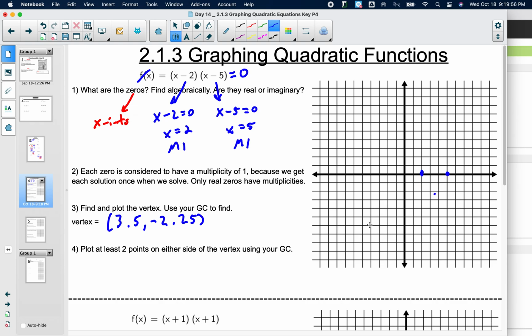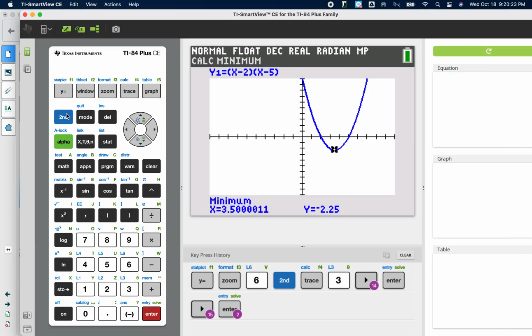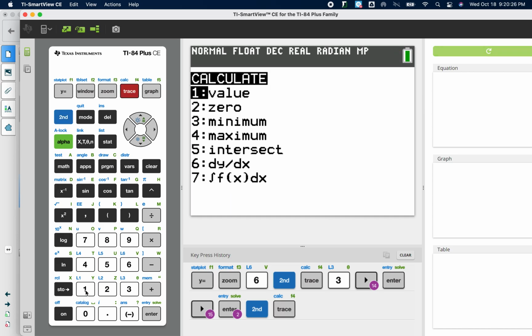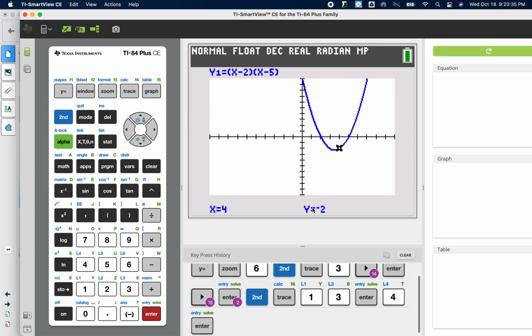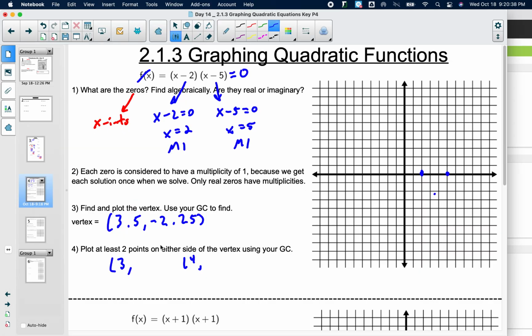So right there. Okay. And now I should plot a couple more additional points to sketch it correctly. So here, plot at least 2 points on either side of the vertex. So I already have 1. I just need to plot one more. So it looks like at 3 I can plot a point, and then at 4 I can plot a point. So let me set that up here. I have 3, comma, and then I have 4, comma. Okay. So if I go to second calc value, I can punch in 3, and I get negative 2. And then I can also punch in 4, and I get negative 2. Okay, so those are my 2 additional points.